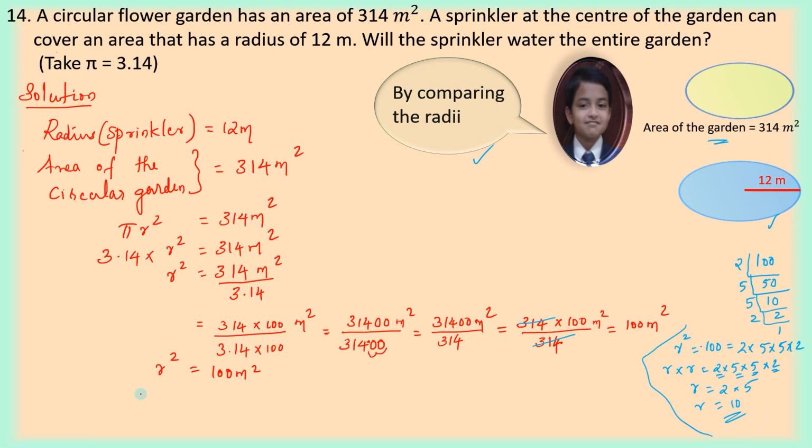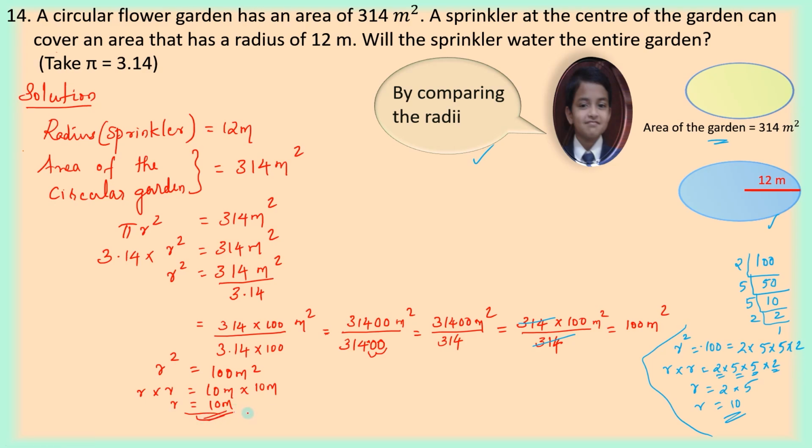Or you can write like this also, r into r, that is r square is r into r. And we can split 100 as 10 into 10, that is 10 tens are 100. So it will be 10 meters into 10 meters. Now we need r only, that is r will be equal to 10 meters. That is, the radius of the garden is 10 meters.